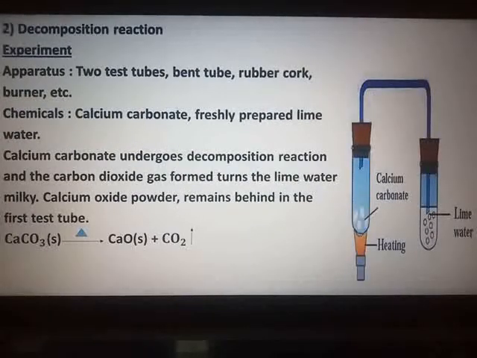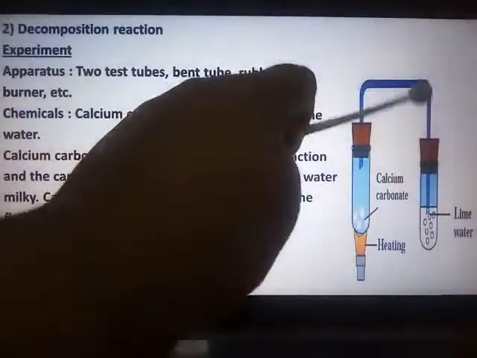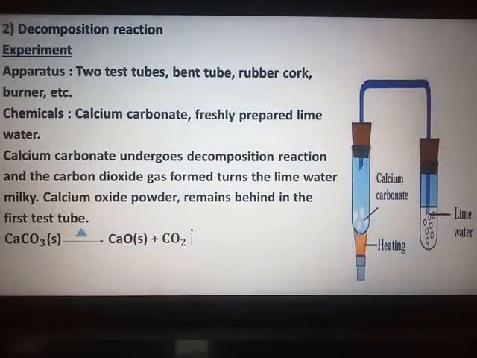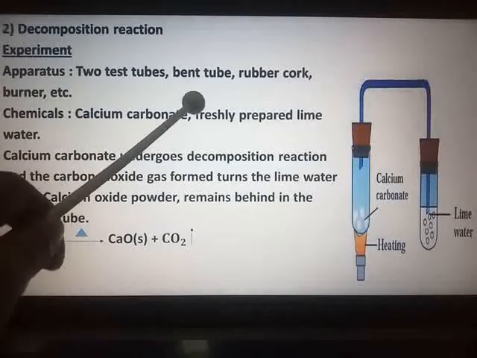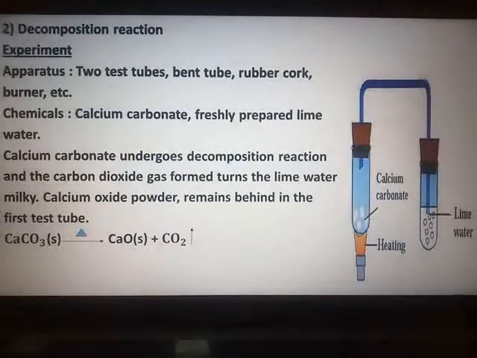Decomposition. The word itself tells you that something is being broken down, and that is the meaning of this reaction. Let us see an example. The first experiment taken as the example needs two test tubes, a bent tube, a rubber cork for both the test tubes, and a burner for heating. The chemicals required to understand this reaction are calcium carbonate, that is CaCO3, and freshly prepared lime water.